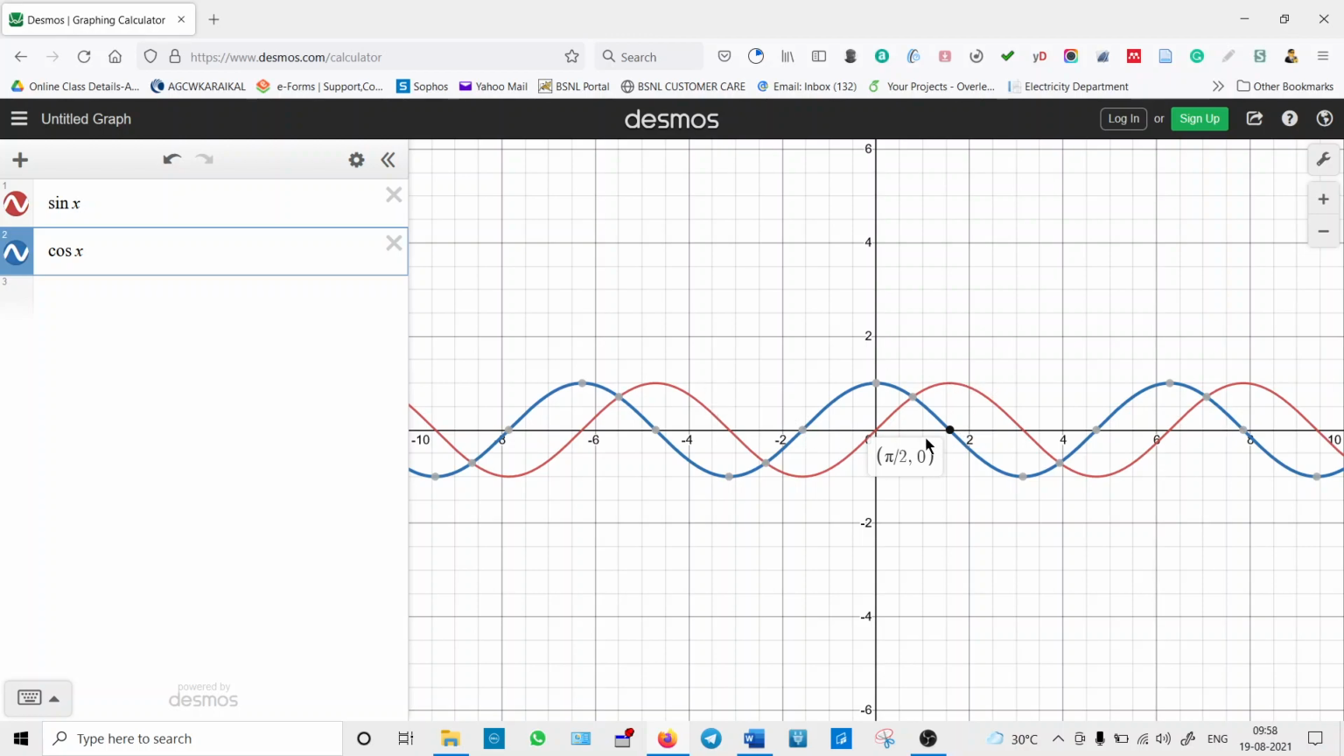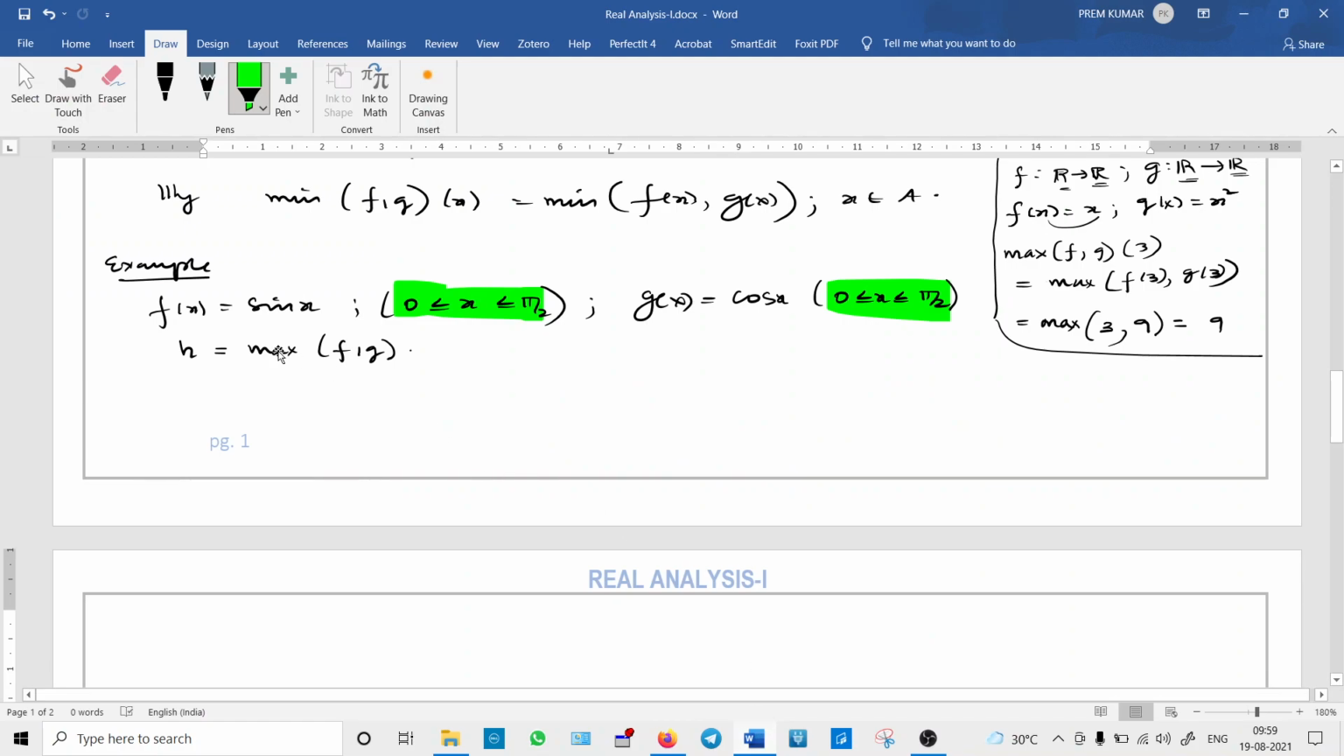Sin x goes like this and it attains the maximum value 1. At what point? Sin 90 is 1. Similarly, cos x is decreasing here in the same interval and goes to 0. So in the same interval 0 to pi by 2, sin x is an increasing function and cos x is a decreasing function. So here our question is, we have to find the maximum of f and g.